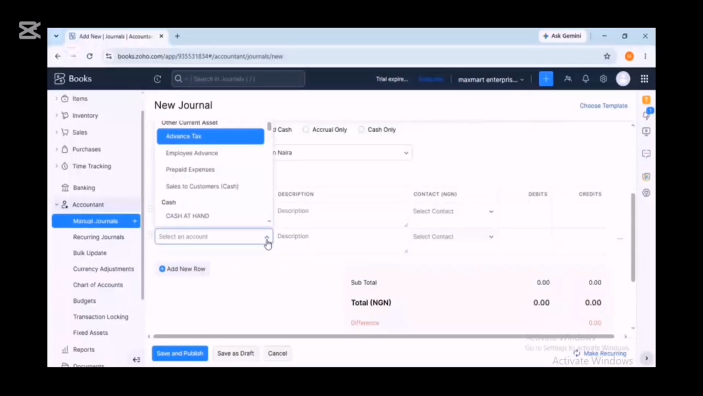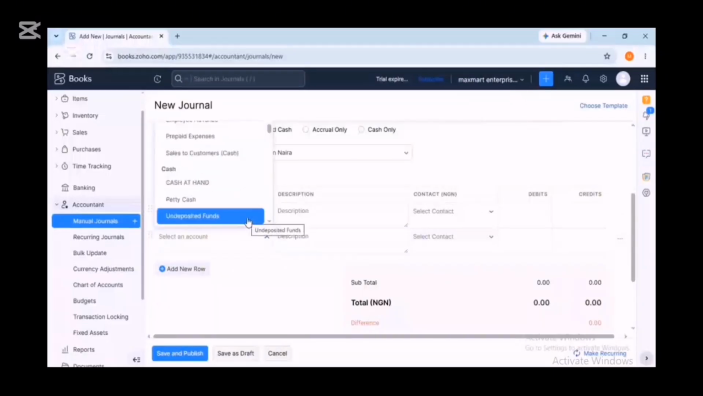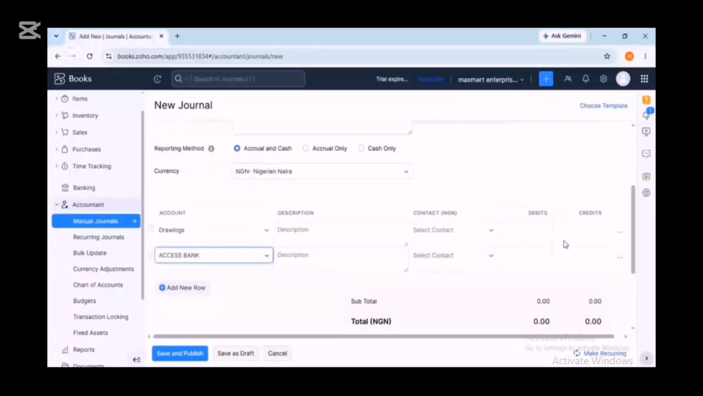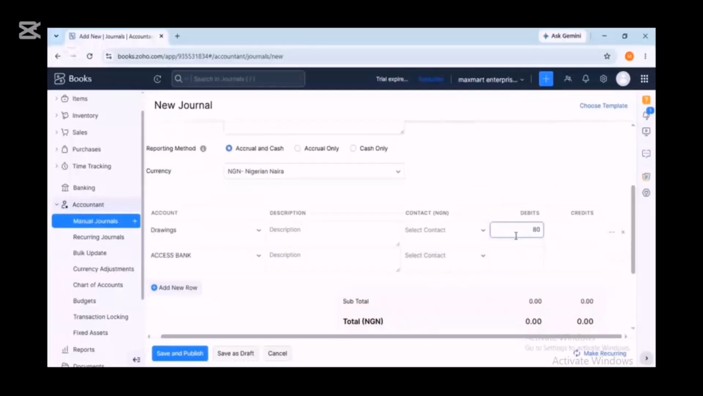So let's enter the corresponding. So he took cash from bank worth of 80,000. That's that. So let's publish this.